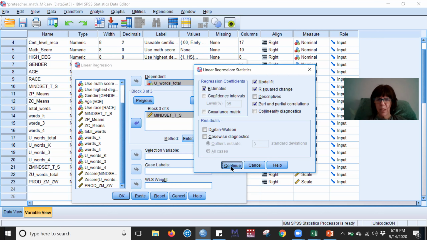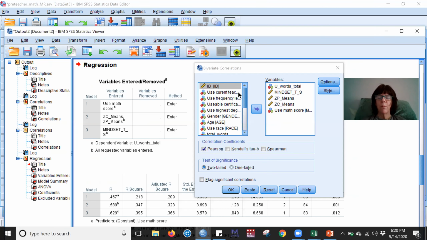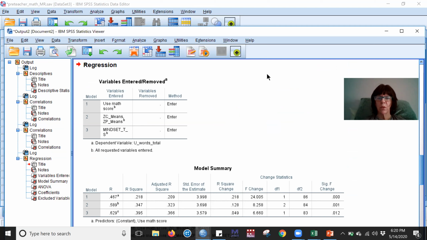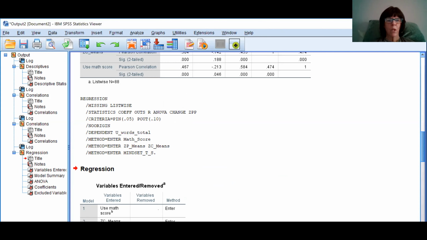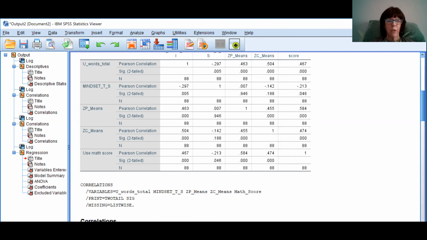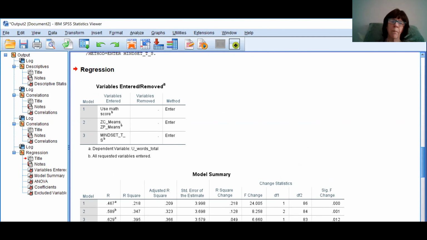So I think that's pretty much all of the options I want to choose here. So I will pull up our output and we'll take a look at it. Okay, these are our correlation matrices. Okay, so here's our regression model.